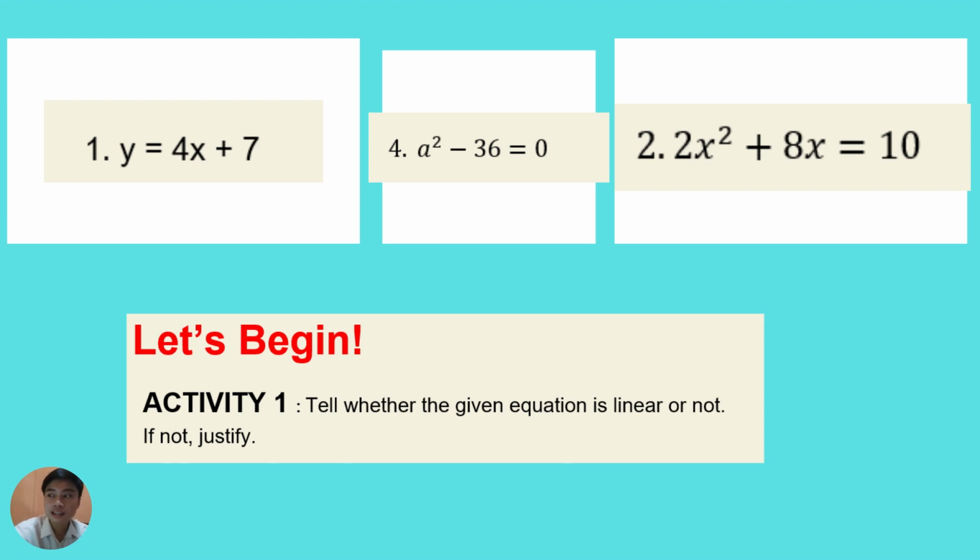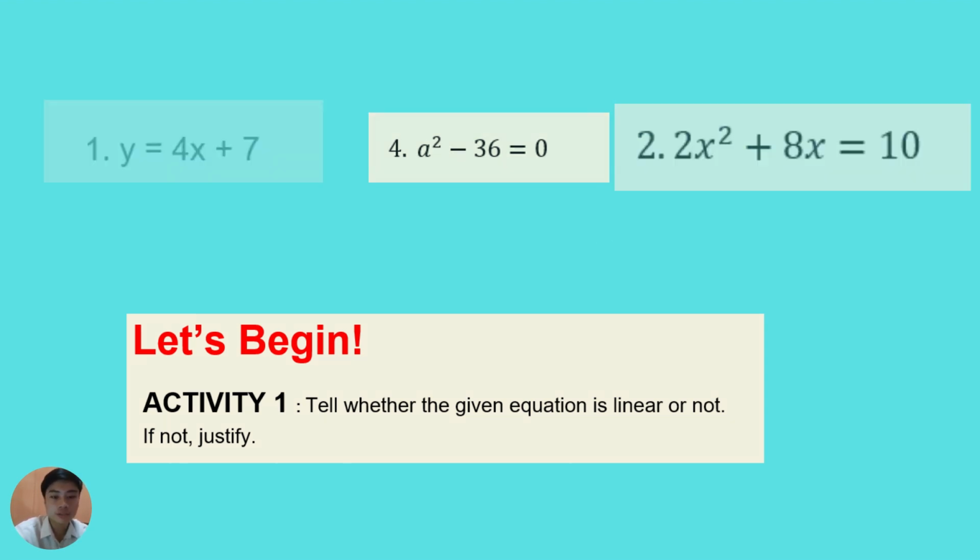Very good. Not linear. Why is it not linear? Because the highest degree is 2, and it is a quadratic equation. And for the third example, 2x squared plus 8x is equal to 10. What is the answer? That is not linear. Why? Because, again, its highest degree is 2, and it is not linear. Very good.